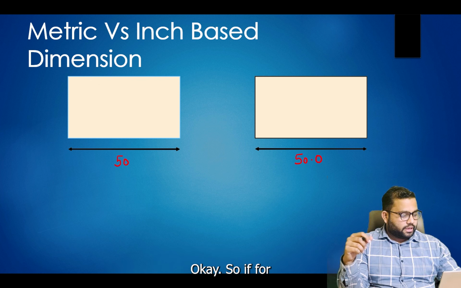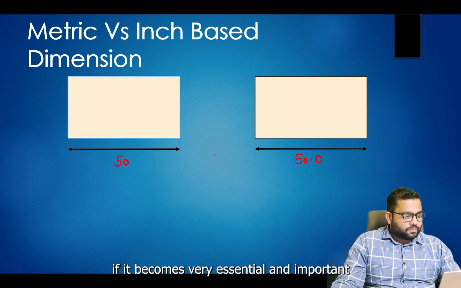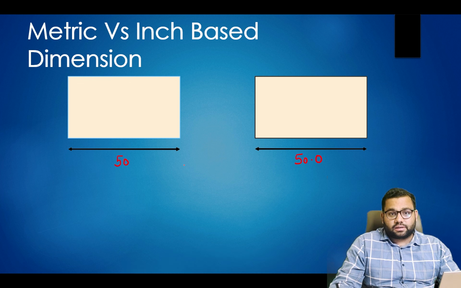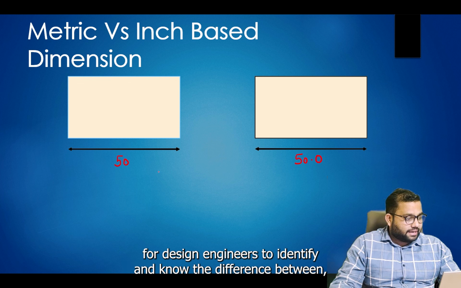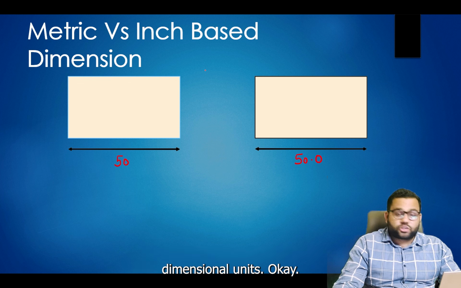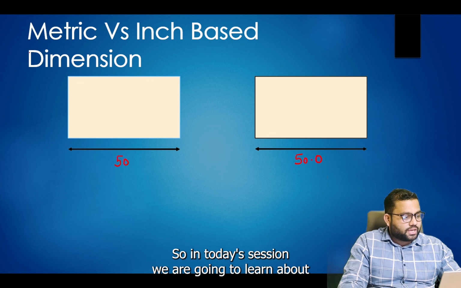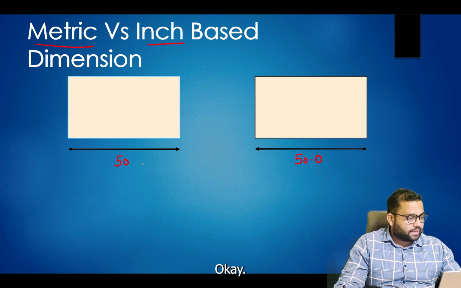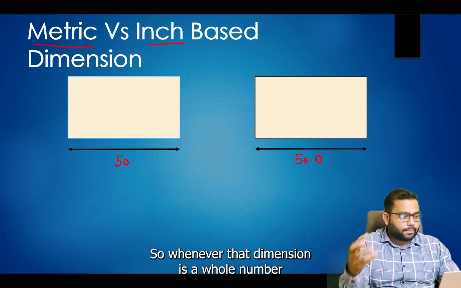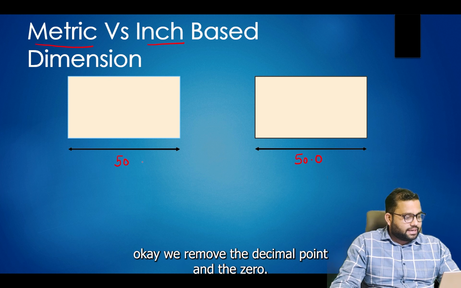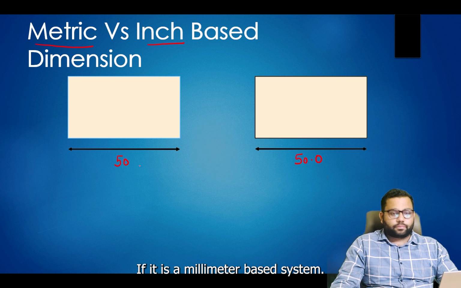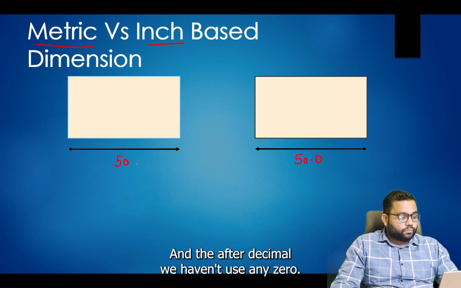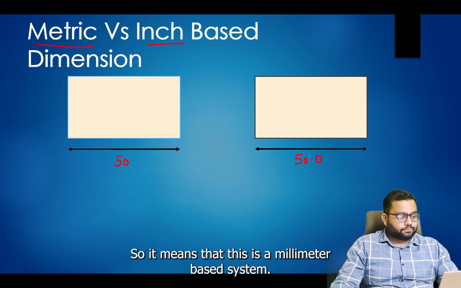It is very essential and important for design engineers to identify and know the difference between dimensional units. So in today's session, we are going to learn about the differences between the metric based system and the inch based system. Whenever the dimension is a whole number, we remove the decimal point and the zero if it is a millimeter based system. In this case, we haven't used any decimal, and after the decimal we haven't used any zero. So it means that this is a millimeter based system.